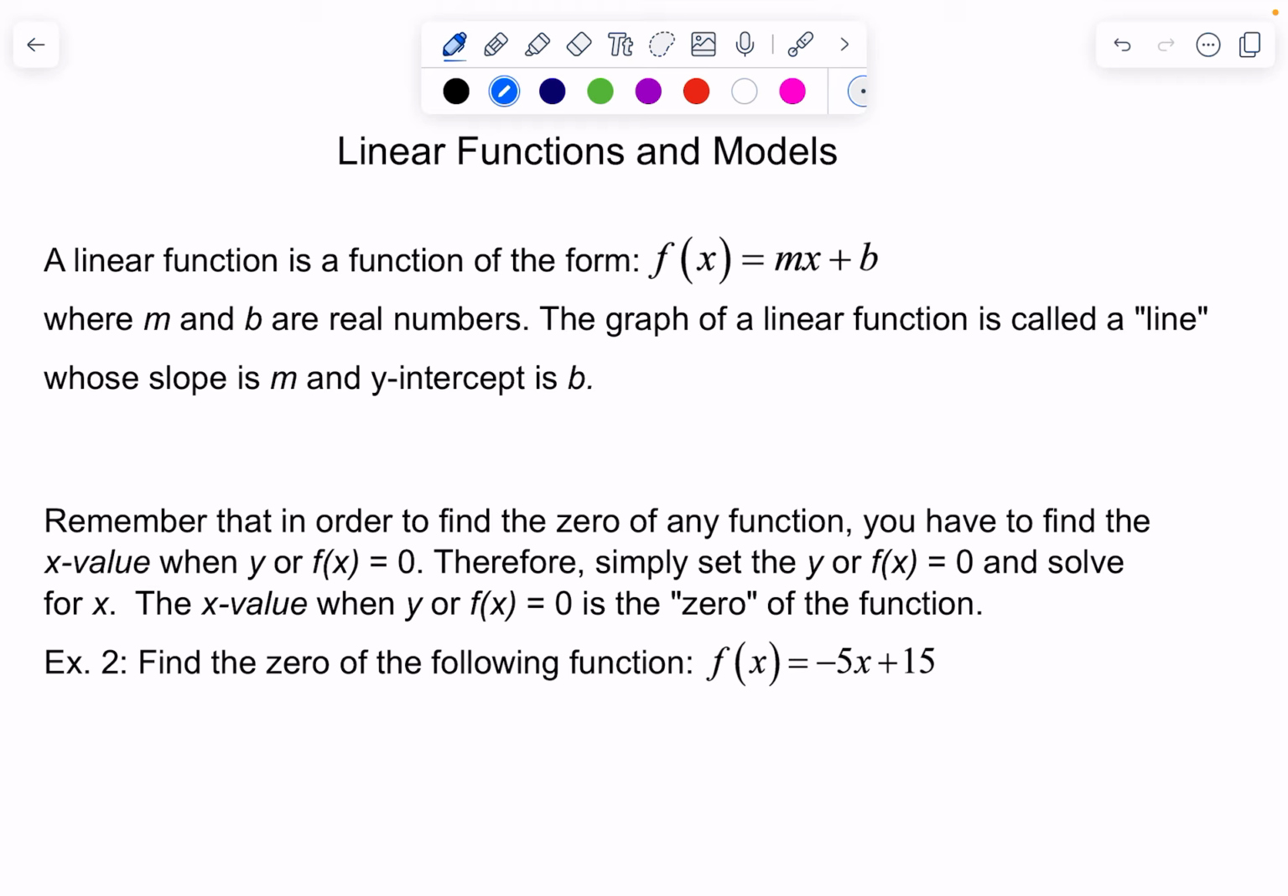Today we're going to learn how to work with linear functions and models in the real world. So let's get right to it.